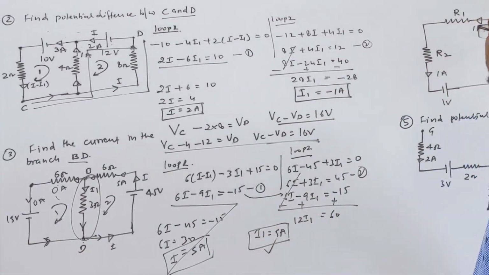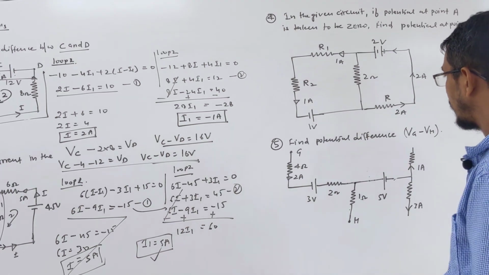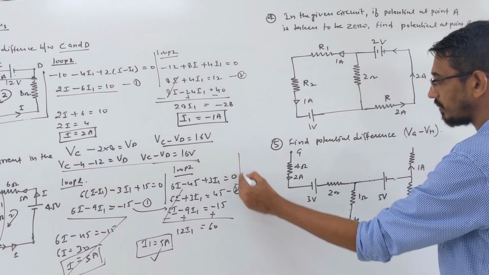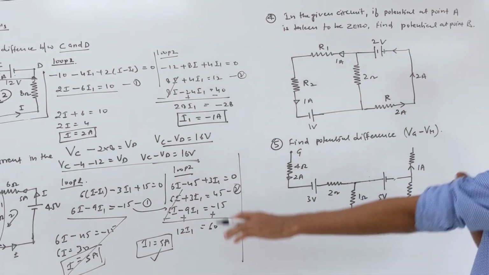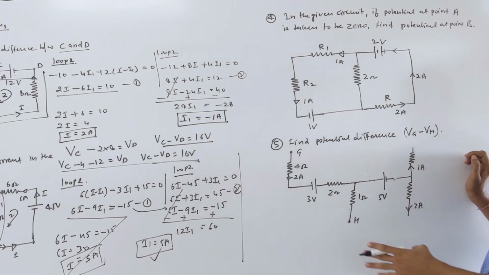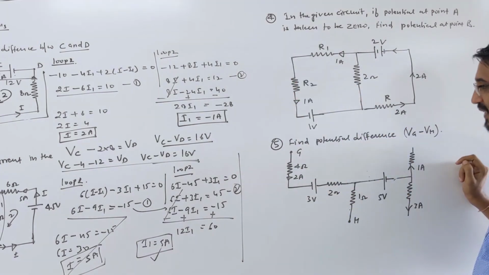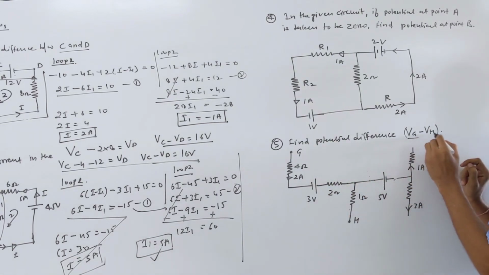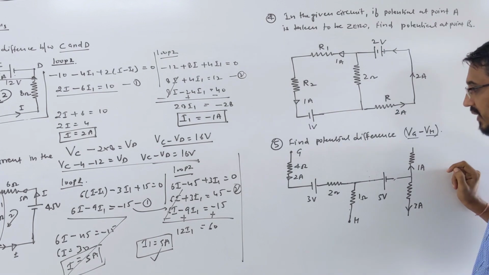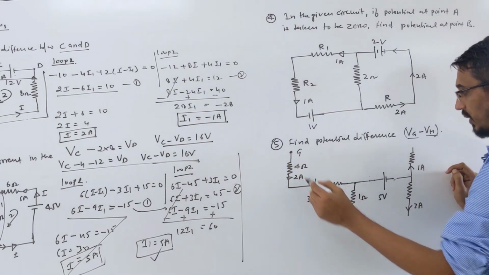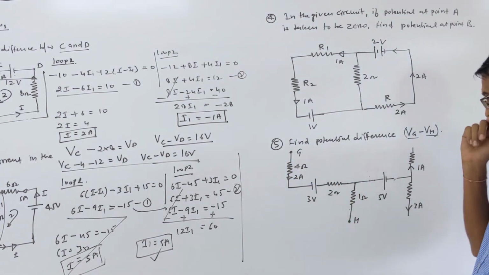Then yes, okay, let's see more questions. Question number 4 and 5, let's see this question first, it is looking simple. That I'll solve on top. So look at this 5th question first. Find the potential between point G and point H, open circuit given. So between this point and this point they are asking, and currents are given to you.